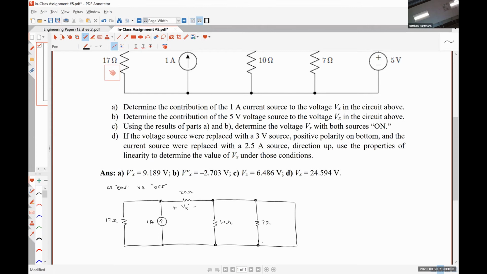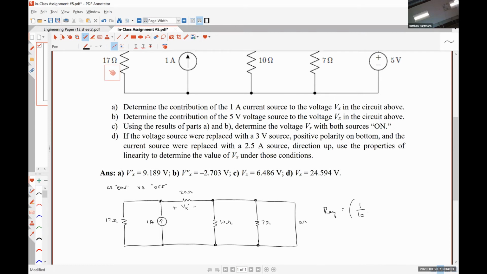So let me ask you guys a slightly different question. The 10 ohm resistor and the 7 ohm resistor are connected in parallel with that short circuit. So what does that do to the 10 ohm resistor and the 7 ohm resistor? What happens when you have stuff in parallel with a short circuit? So let's try to combine them. What's the resistance of a short circuit? 0 ohms.